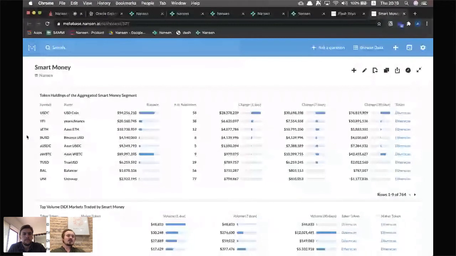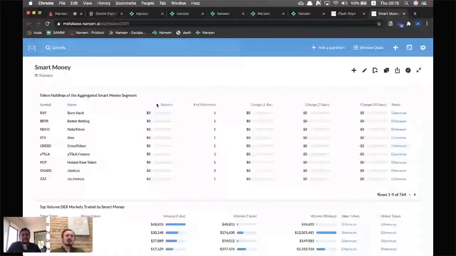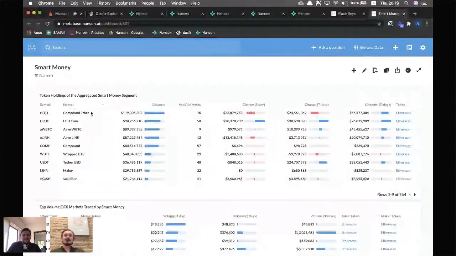So for example, which tokens are they holding? And so that's what this first one is showing. And so you could sort this on total balance, and you see that actually Compound Ether is the top balance in USD terms. Again, I want to be crystal clear, this is still a work in progress, so we're going to add more addresses to the smart money segment and so on. But at least that's what it's showing me right now. Sushi Bar is another one that's there. Maker is actually here as well.